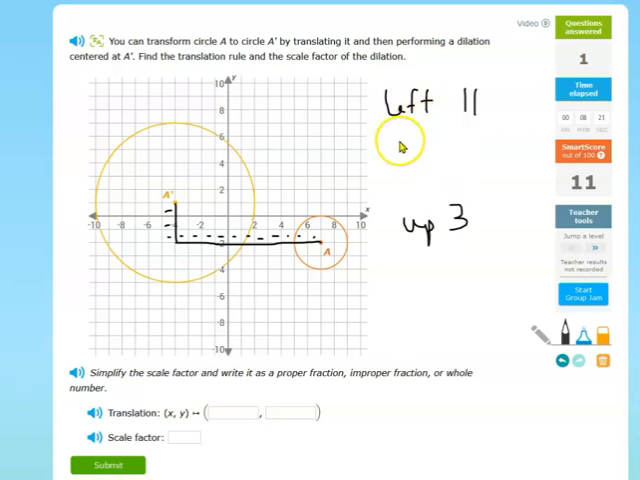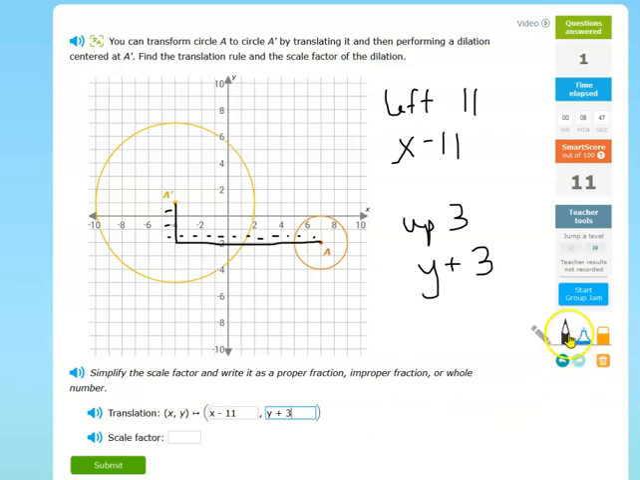And then we're going to write these as directions. So left and right is X. Left is minus, right is plus, and then the number. Up and down, that's our Y direction. Up is plus, down is minus. And then the 3. And then we're just going to type that in right here, just like that. So X minus 11 and Y plus 3, and then on to the scale factor.